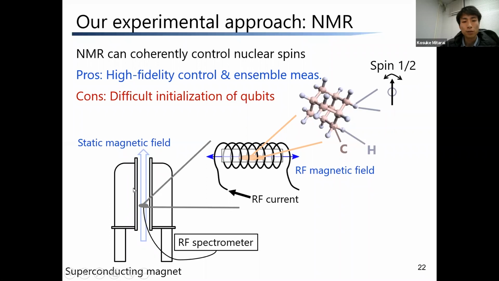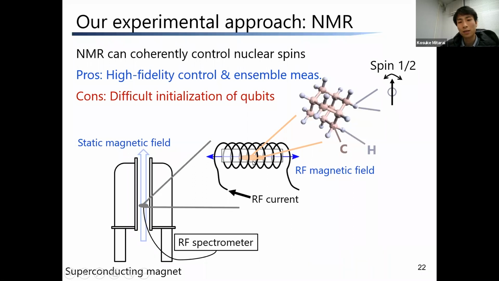So we have a superconducting magnet which is like 2 meters tall or something. And we apply a static magnetic field here. We have a static magnetic field here by this superconducting magnet. And in here we have a coil, and we introduce the RF current here, and it will induce the RF magnetic field in this coil.